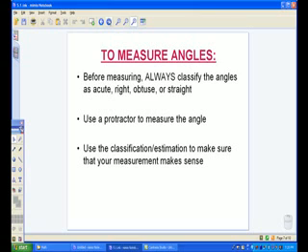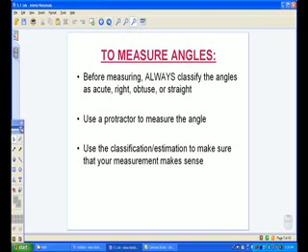Before you measure, always classify the angle as acute, right, obtuse, or straight. This is like an estimation when you estimate for multiplication or division problems, so you can go back and check your answer. So make sure that you always do that. Then you use the protractor to measure the angle, and then make sure that your answer makes sense based on the type of angle that it should be.